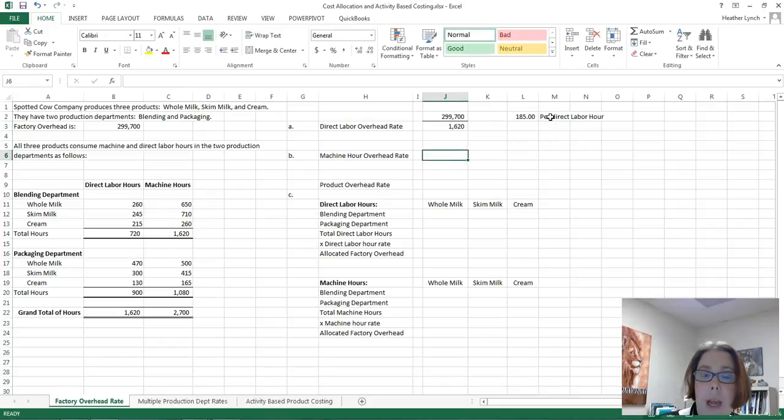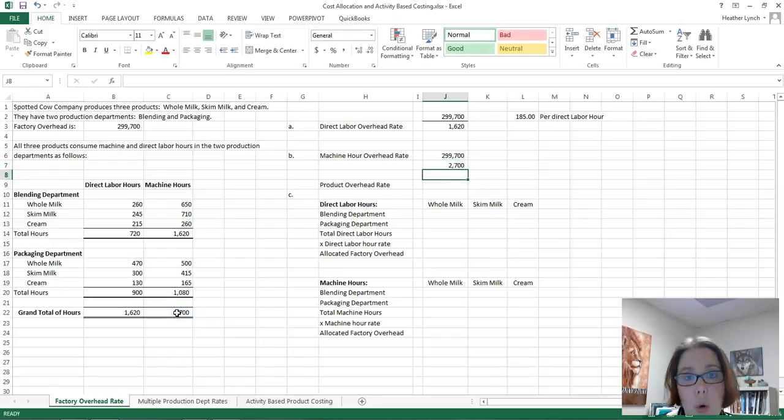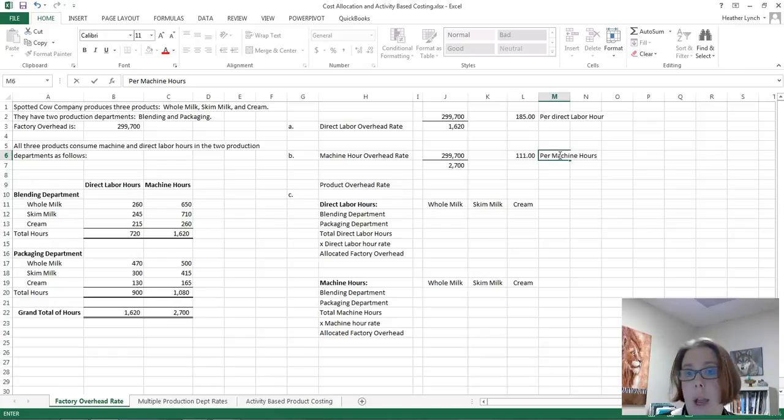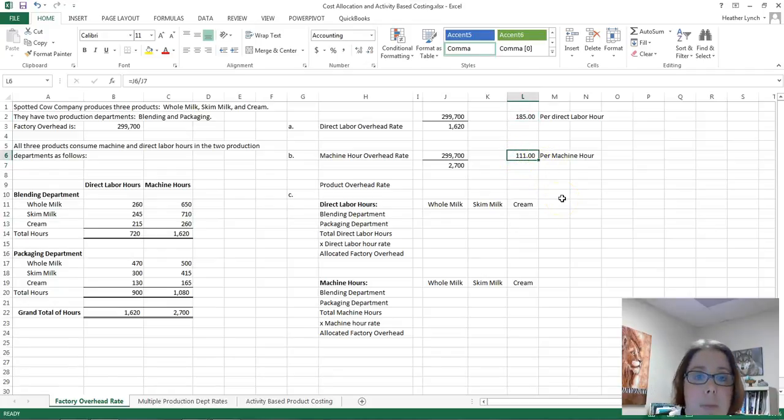So let's figure out how much it is for machine hours. For machine hour, I'm taking the 299,700, and I'm dividing it by the 2,700 because I want a total based on all activities. So let's underline that. If we take the 299,700 and divide that by the 2,700, we're kind of allocating, if that makes sense, and then we have the rate per machine hour. So those are my total per direct labor hour and $111 per machine hour.